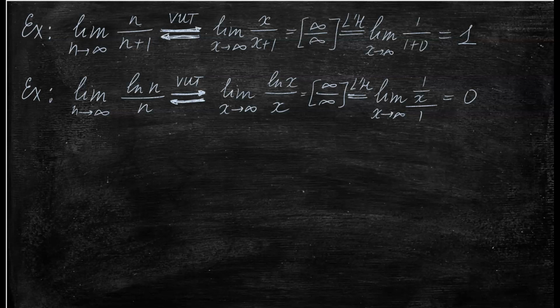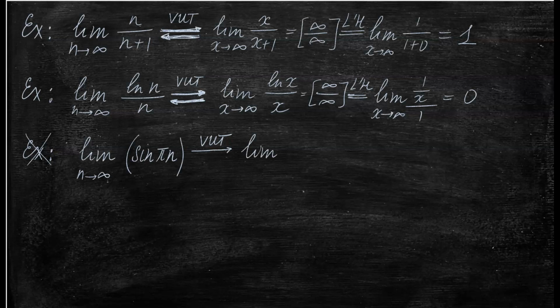Now, again, this is an example that is not an example. So consider the following limit of this sequence. The sequence will be sine of pi n. And we're going to try to apply the very useful theorem here. And in doing so, we're going to run into the following issue. The limit of sine of pi x actually does not exist.